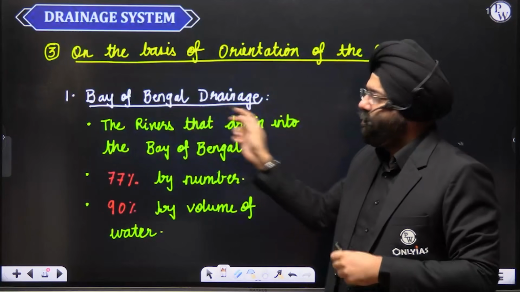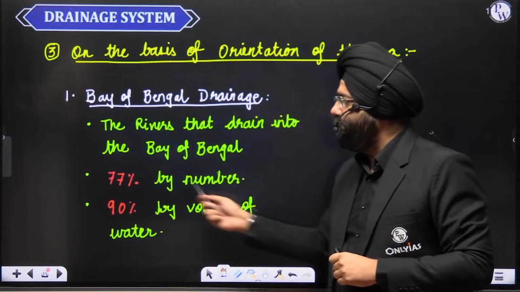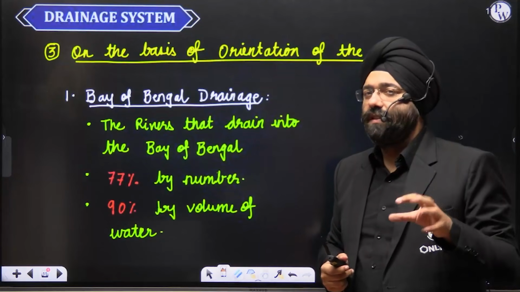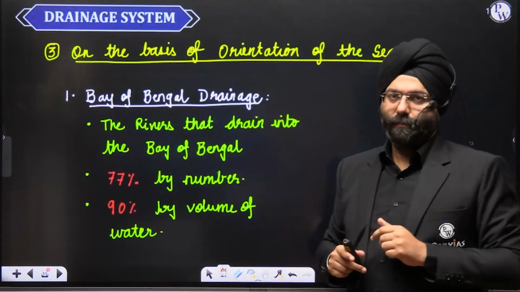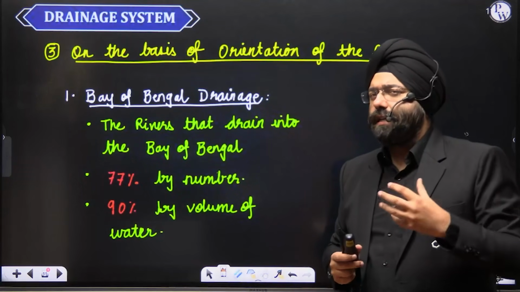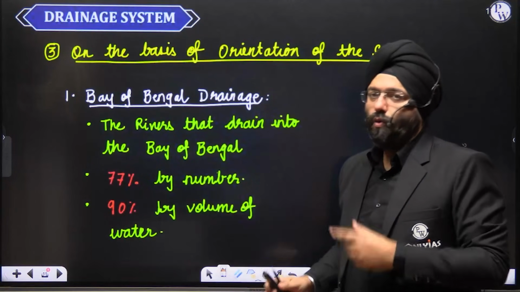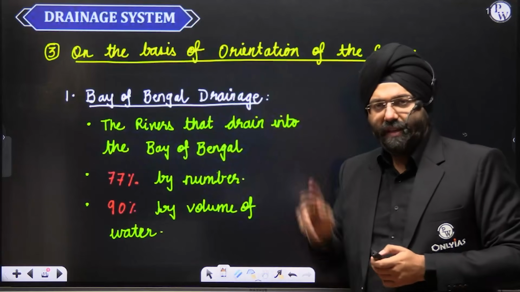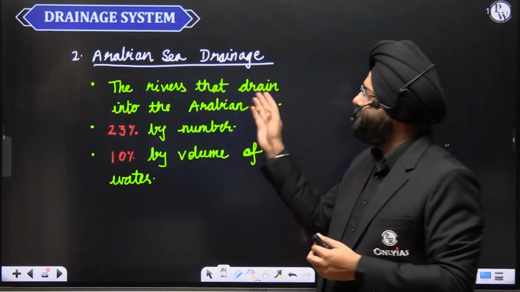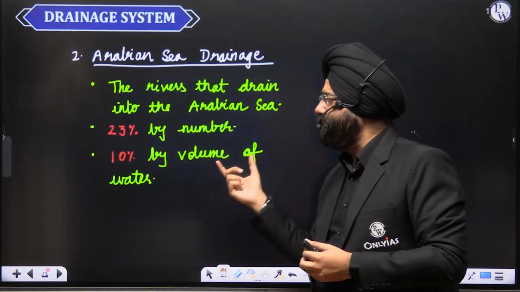So the rivers that drain into the Bay of Bengal are 77% by number. What does that mean? That means if there are a total of 100%, 77% of rivers are draining into the Bay of Bengal, right? And 90% by volume. So if I see the total water that is drained into either the Bay of Bengal or the Arabian Sea, 90% by volume would be draining into the Bay of Bengal. Clear? This is the first classification or the first basis. Second is the Arabian Sea. The rivers that drain into the Arabian Sea are 23% by number and 10% by volume of water.